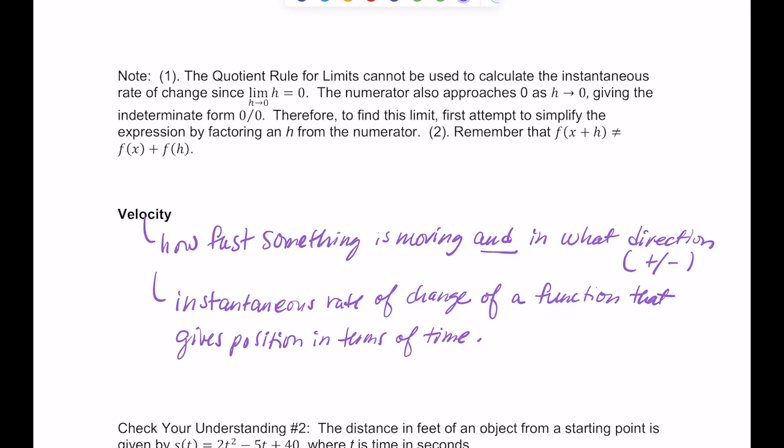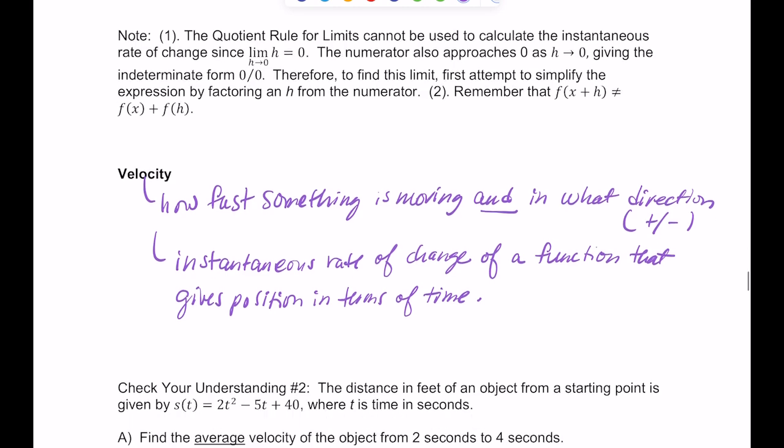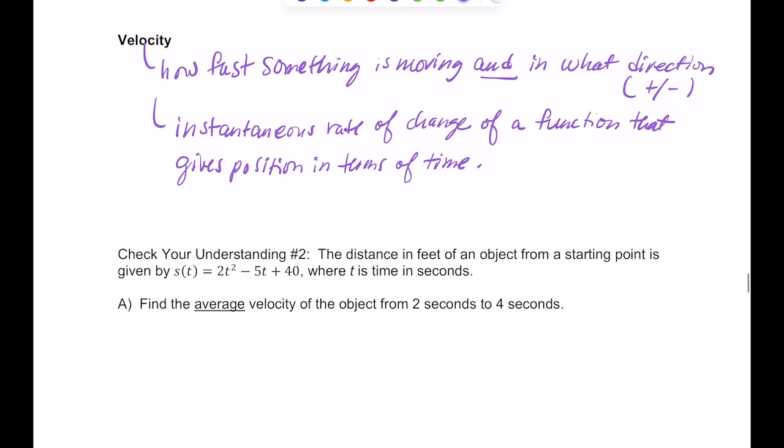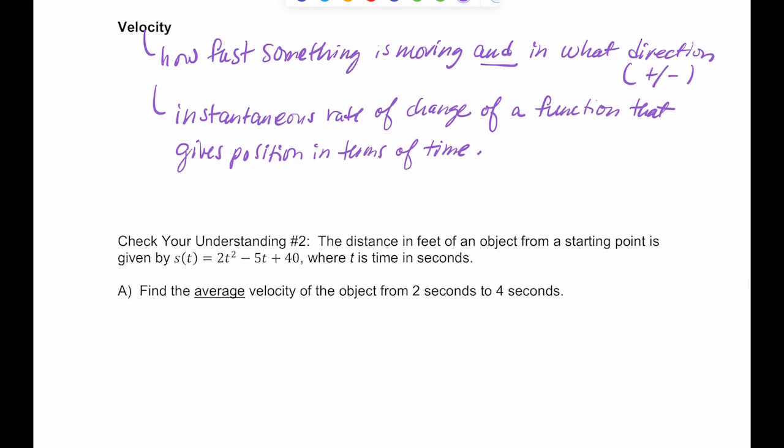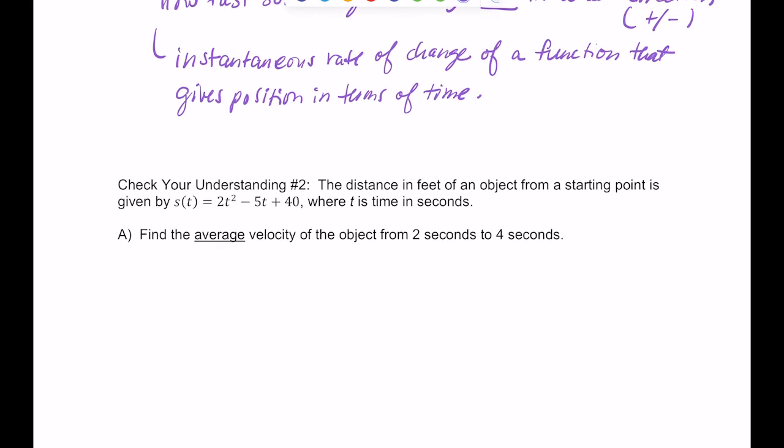The reason it's not speed is because speed is not negative, right? So speed is just how fast something is traveling. Okay, you can pause the video and try finding the average velocity, and that would be from 2 seconds to 4 seconds. And then also find the instantaneous rate or instantaneous velocity, instantaneous rate of change, same thing, right, at 4 seconds.